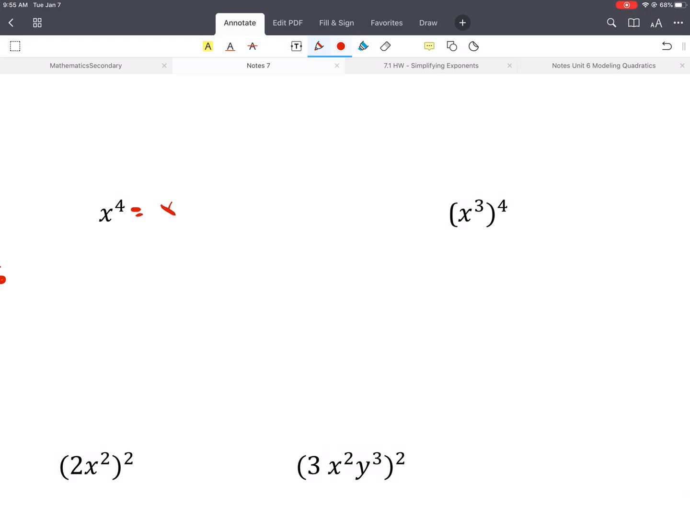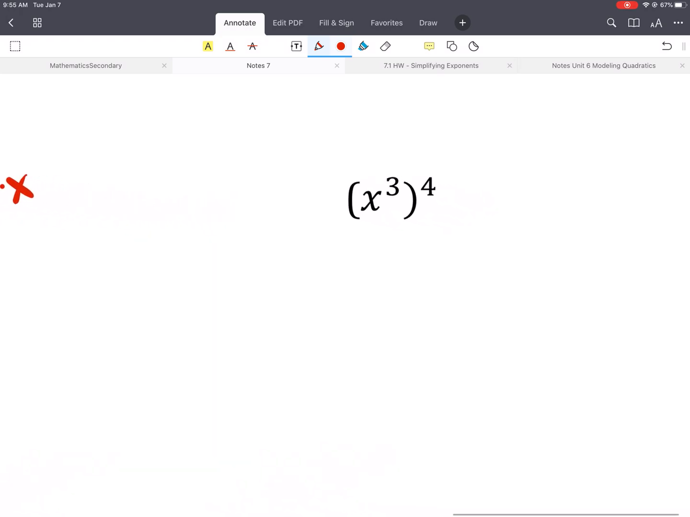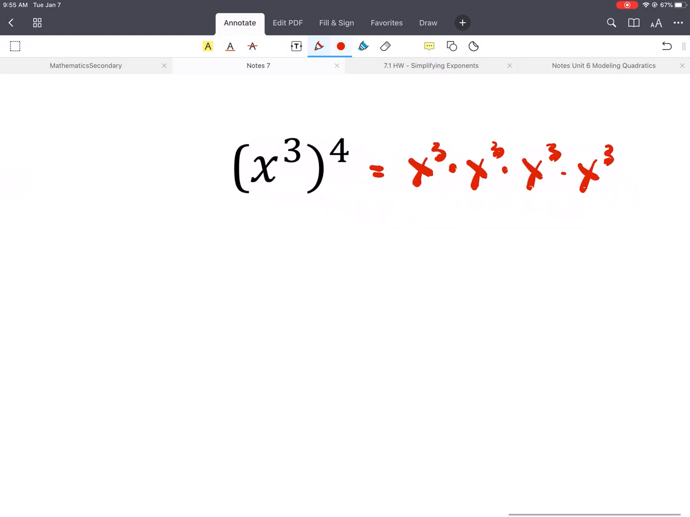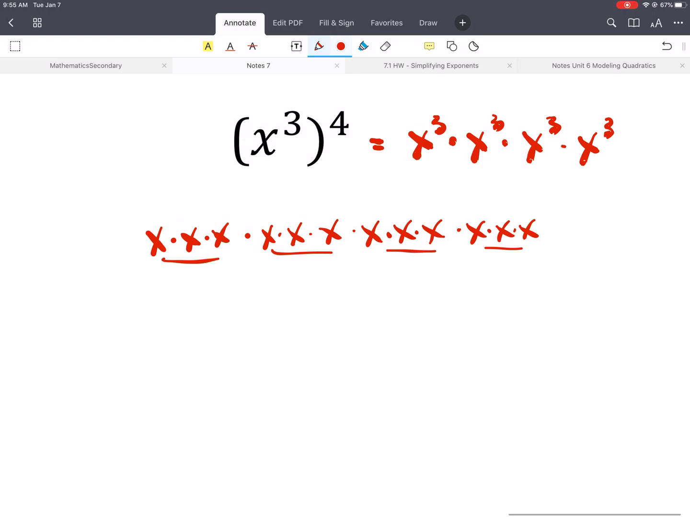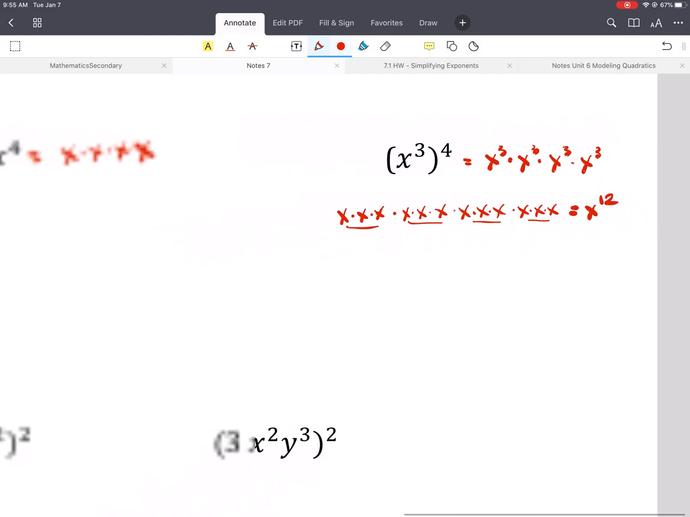Well, let's do it. That's x cubed times itself 4 times, right? So here we'd do the same sort of thing. We could do x to the third times x to the third times x to the third times x to the third, 4 times, and then we can expand that even further. That'd be 3 x's for each, so we have 1, 2, 3, 4. That ends up giving us x to the 12th, right?